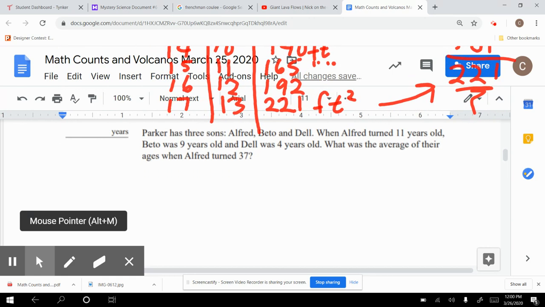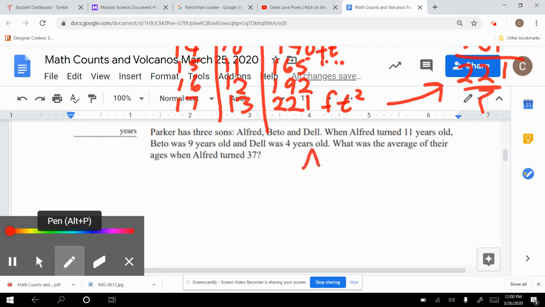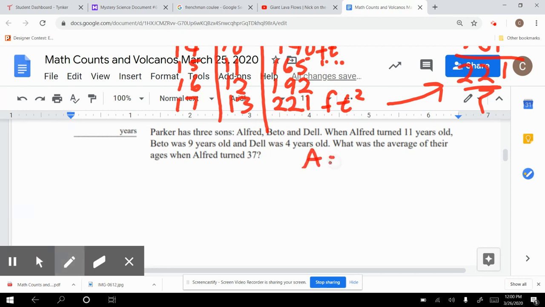Okay, so Parker has 3 sons, and I like that because my son's name is Parker. We have Alfred, Beto, and Dell, with Alfred being 11. We'll just leave this up here as a little note-keeping area. Alfred equals 11. Beto equals 9. And Dell was 4.